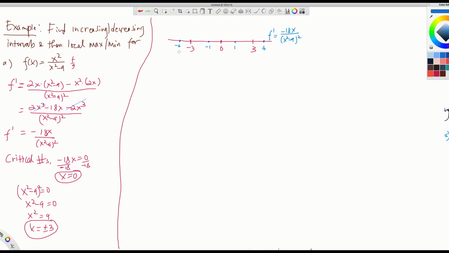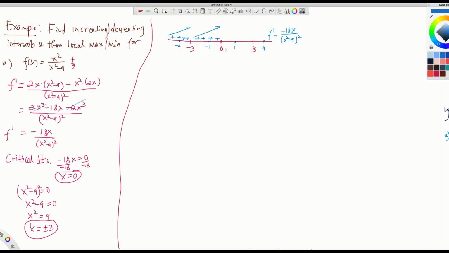Okay, so let's plug in negative 4. Negative 18 times negative 4 is positive 72, divided by negative 4 squared is positive 16 minus 9 is 7 squared, which is positive. So the denominator is positive, numerator is positive, so positive over positive, which means it is increasing. Let me plug in negative 1. Negative 18 times negative 1 is positive 18, divided by negative 1 squared is positive 1 minus 9 is negative 8 squared, which is positive. So the denominator is positive and the numerator is positive as well.